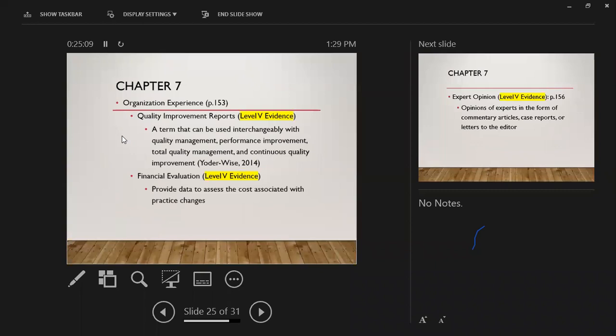Okay, many big hospitals, they have quality improvement department, and they have a meeting, and they usually run the report. They are preparing for the accreditation, okay? Therefore, the name may be different. It could be quality management, performance improvement, total quality management, continuous quality improvement. But still, if they develop and produce their report every few months, every year, like that, if you cite from there, it's level 5. Some financial evaluation could be done for organization. That's still level 5 if you cite that evidence.